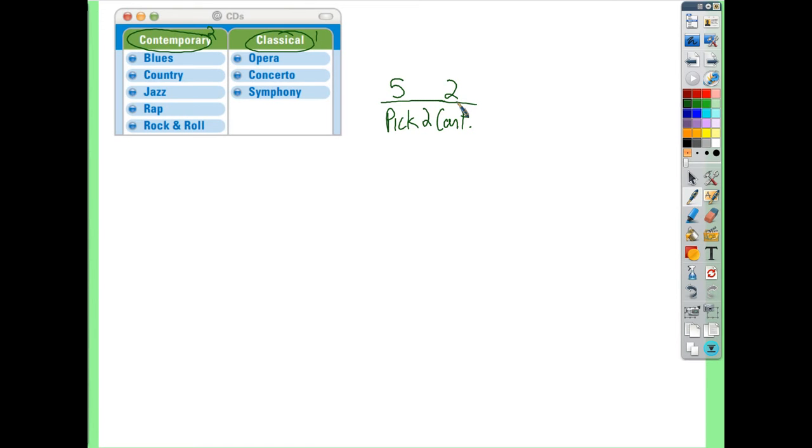Why not? How could you describe it to someone who doesn't quite understand that? It's not like a sequence or anything. I don't need a first CD and a second CD. If I pick these 2 CDs, I just have them. When you look at your CDs at home, if you even have CDs anymore, it doesn't matter what order I have them in. If I put this one on top or this one on top, I still have these 2 CDs. So order doesn't matter, so we use combinations.